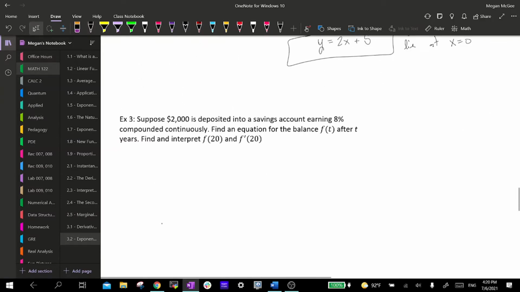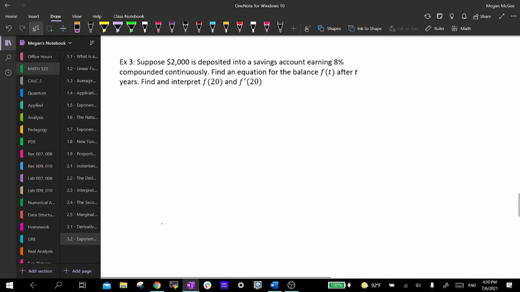Next we'll look at example 3. Suppose $2,000 is deposited into a savings account that earns 8% compounded continuously. Find an equation for the balance f of t after t years. Find and interpret f of 20 and f prime of 20.